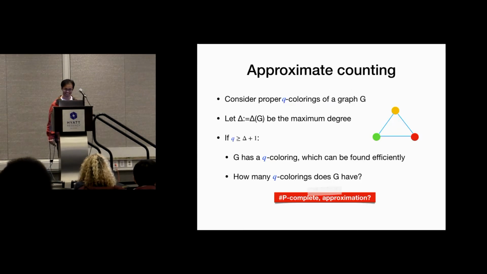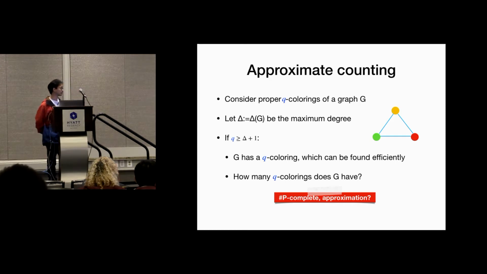Okay, so let's start with Q-coloring. What is a proper Q-coloring? Say you are given a graph and you want to color the vertices with one of Q colors, and you want to make sure that there are no monochromatic edges. This is called a proper Q-coloring. Throughout the talk, I will let delta denote the maximum degree of the graph. If we have at least delta plus 1 colors, then I guess everyone knows how to find a proper Q-coloring. In fact, it can be found just by a greedy algorithm.